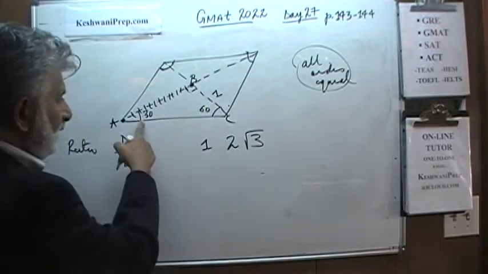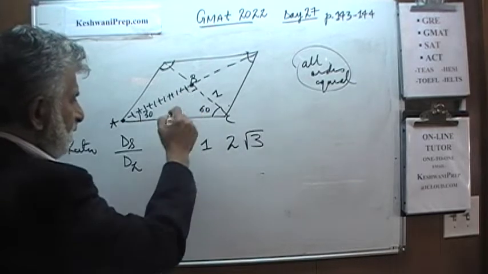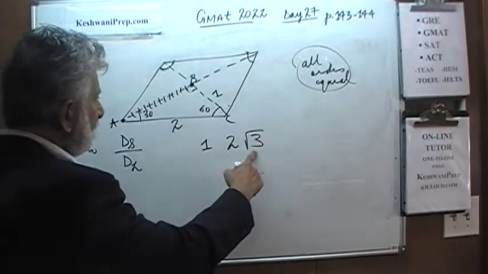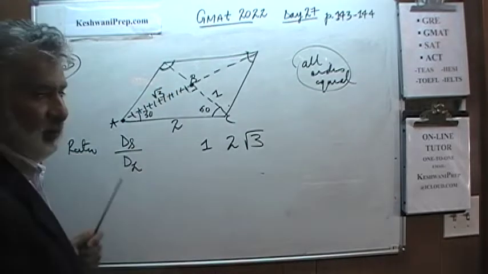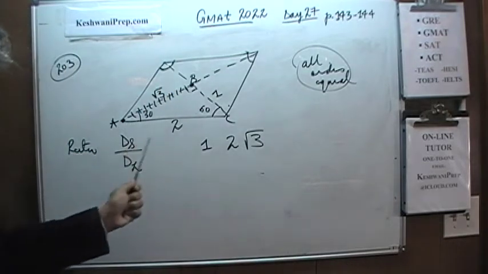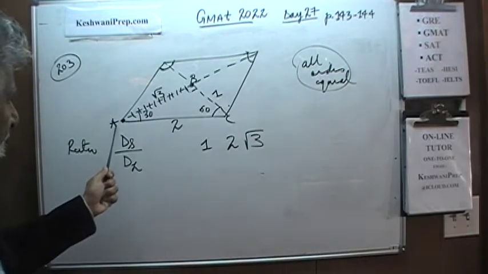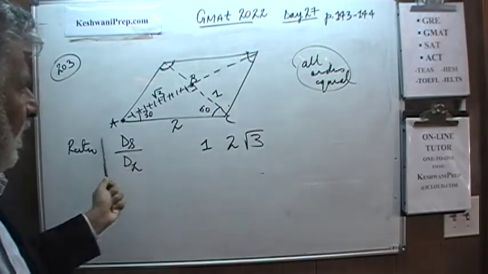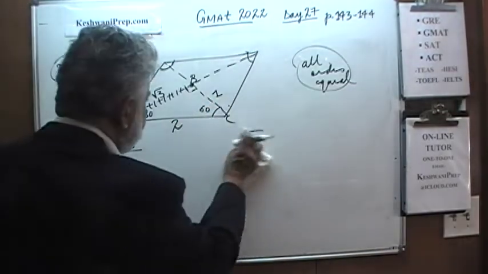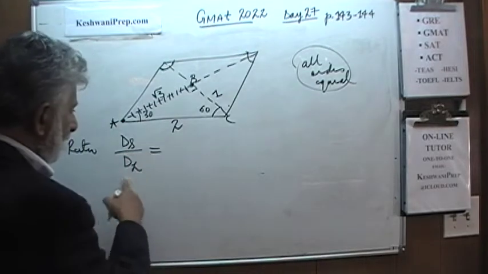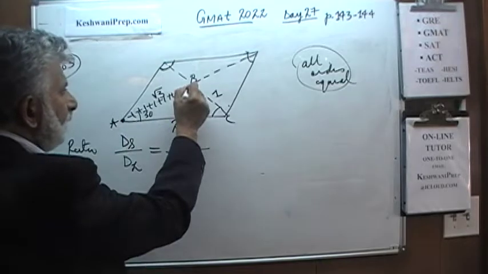If B to C is 1, then the largest one, this 2, is going to face the 90 degrees. And this guy, root 3, is going to face the 60 degree angle, which is what we are interested in. Which means that the way it is set up here, A to B is root 3. If A to B is root 3, that means the entire long diagonal is going to be 2 times root 3. The longer diagonal is going to be 2 times root 3, because this guy is from here to here.